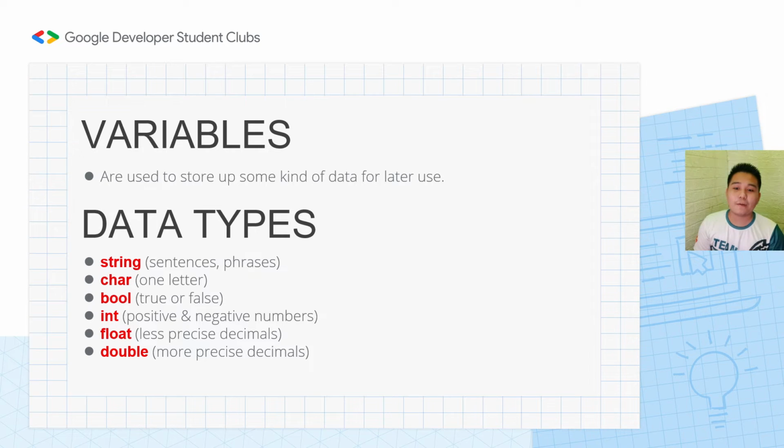So, let's find out. Before that, there are data types for variables. These are the default ones: string, char or character, bool or boolean, int or integer, float, double, and there are others too. But these are just the basics. With a string, you can store sentences or phrases, while a character is one letter.